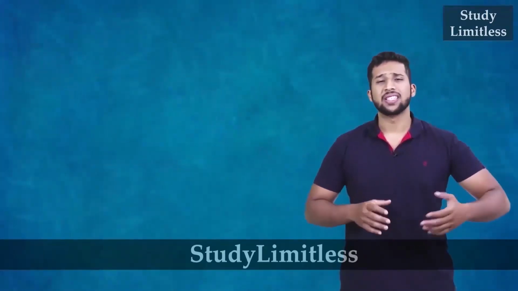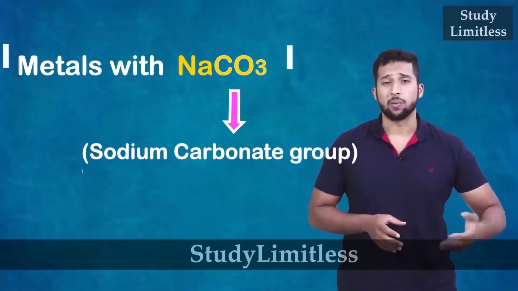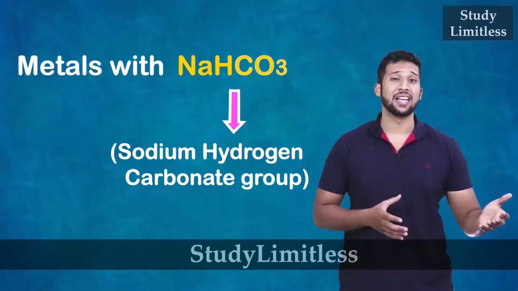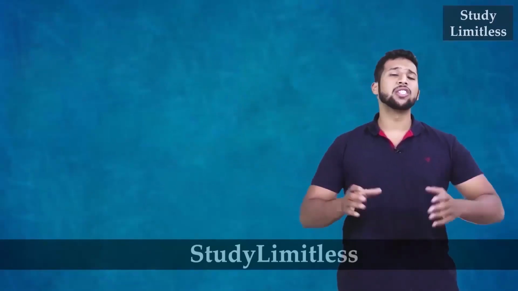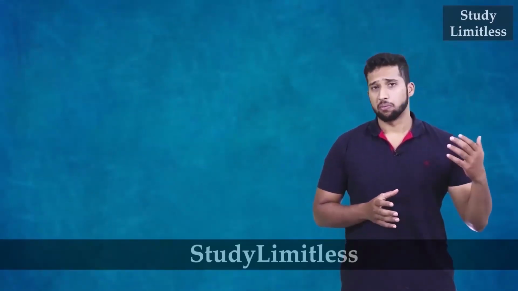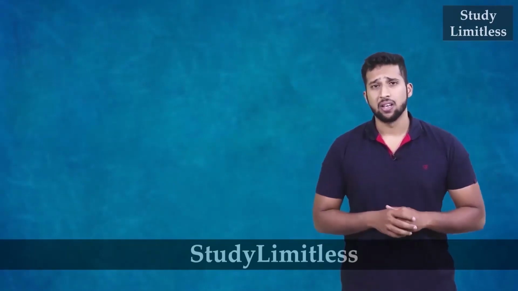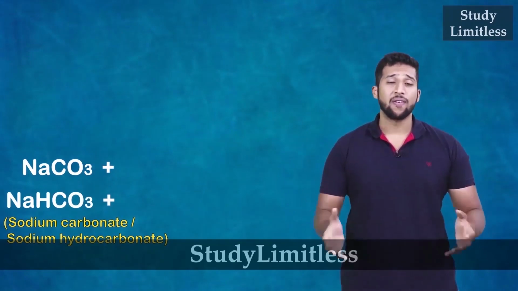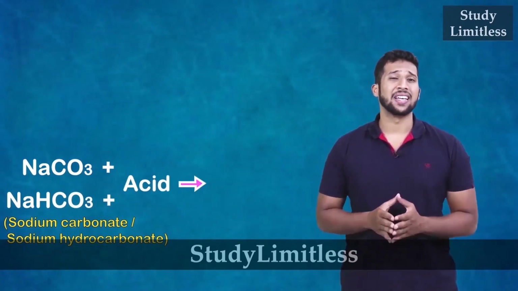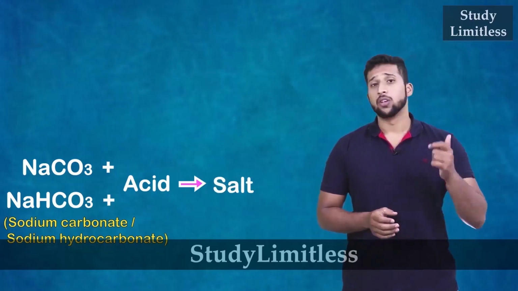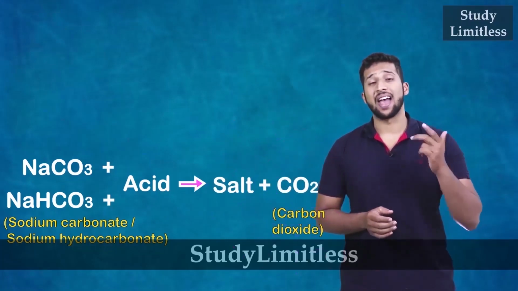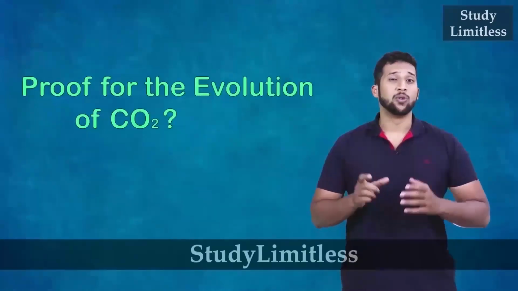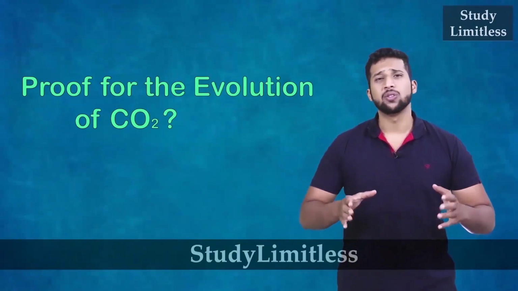hydrocarbonate. So an example for both would be sodium carbonate for the metal carbonates and sodium hydrogen carbonate for the metal hydrocarbonates. Now the general reaction for both is the same with acids. When you react either sodium carbonate or sodium hydrocarbonate with an acid, what you get is a salt. You get the evolution of CO2 gas and water. Now the characteristic of this reaction is the CO2 gas evolution. How do you check this?